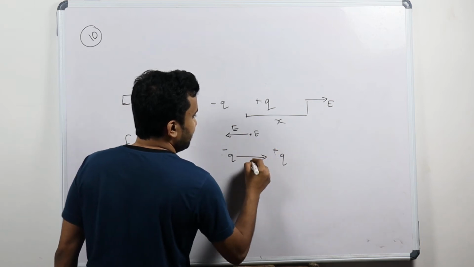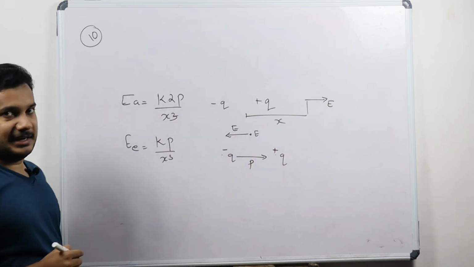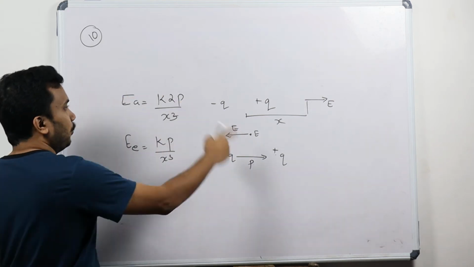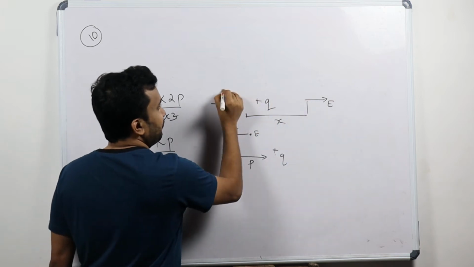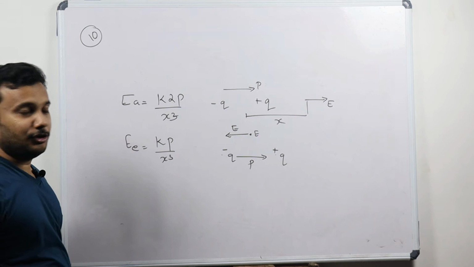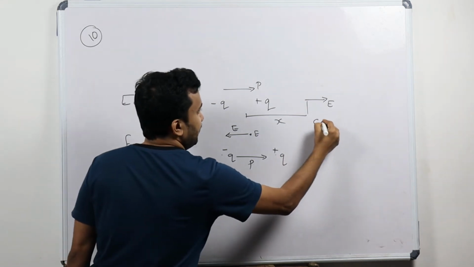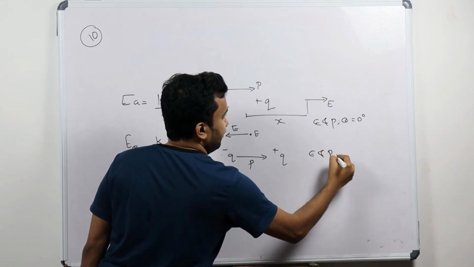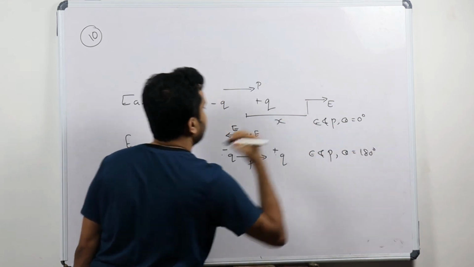So dipole moment is in this direction, electric field is like this. I told the angle between electric field and dipole moment in the previous videos, it is 180 degrees. Here, the angle between electric field and dipole moment, both are directing in the same direction, and it's making an angle of theta. So for E and P, theta equals 0 degrees. Here for E and P, theta equals 180 degrees, given.